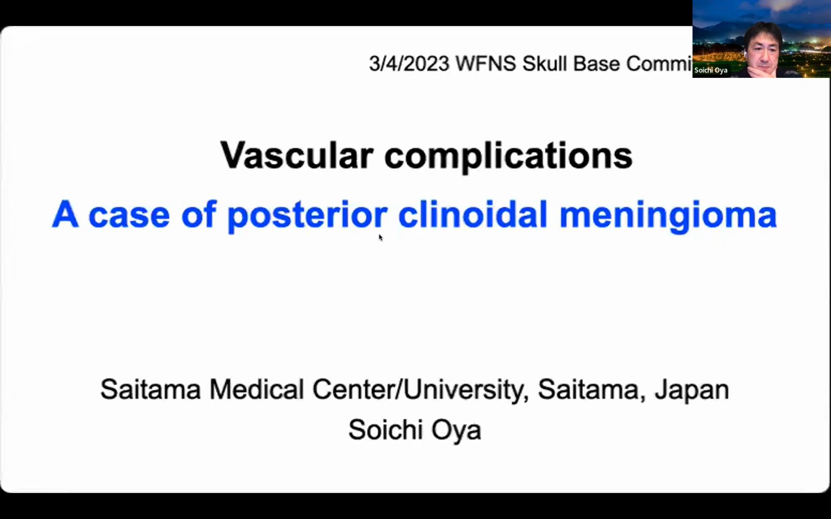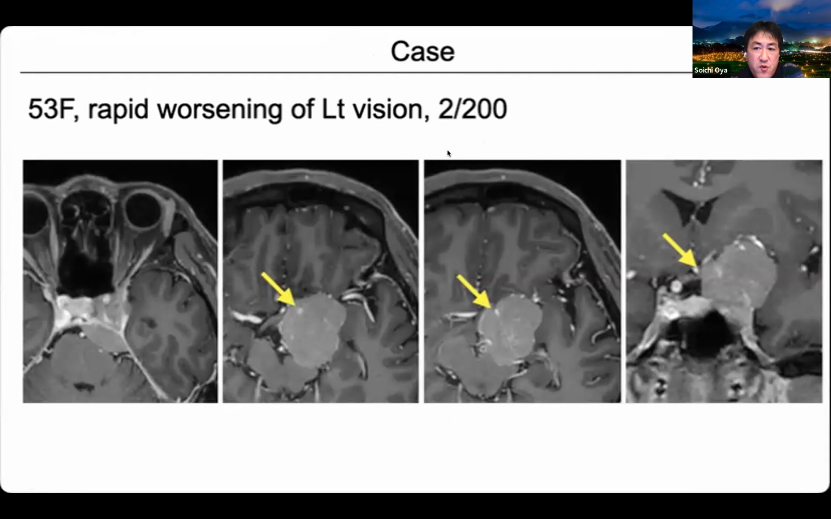So this 53-year-old lady presented with a chief complaint of rapidly worsening left-sided vision over the last 1 week. And the MRI showed this tumor. As you see here, the location of the ICA has been pushed from posteriorly. I think this is the posterior clinoid meningioma. And this is a preoperative angiography.